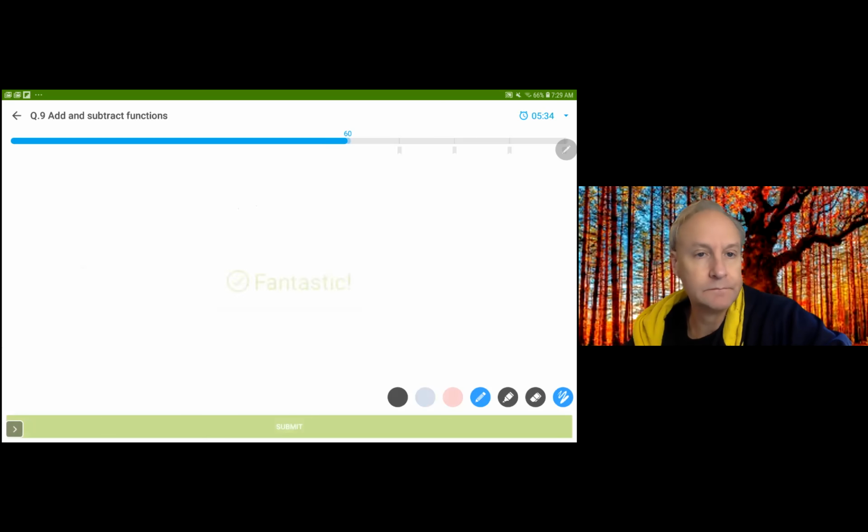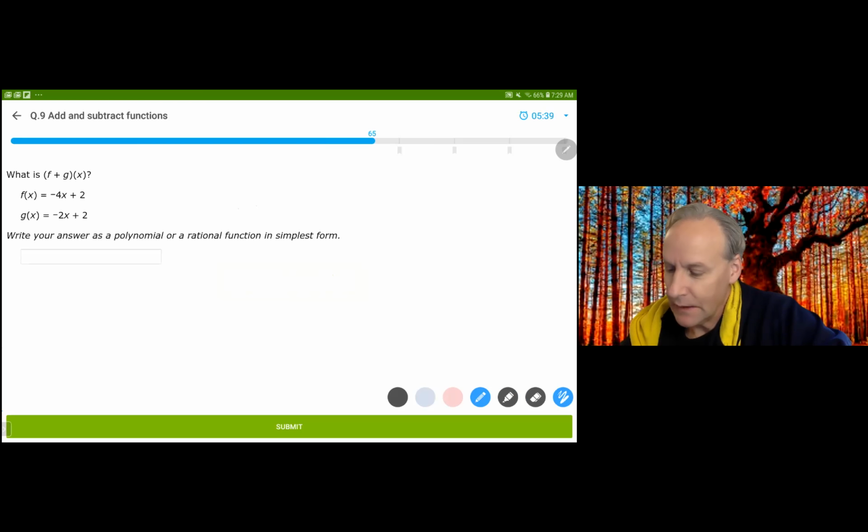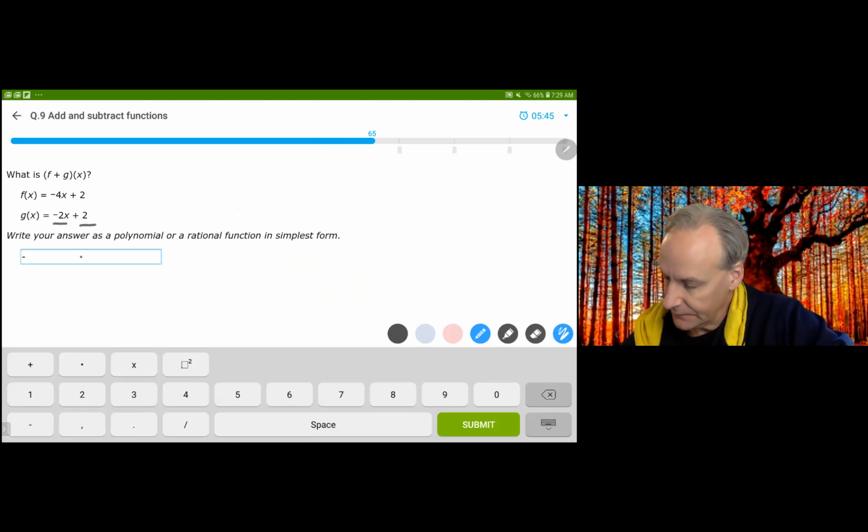There it is. Just adding like terms together. We add those two terms together and those two terms together. We get minus 6x plus 4.